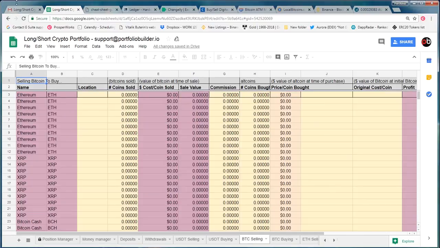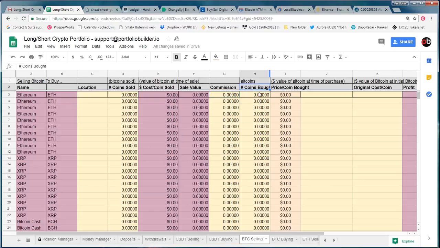Okay, now we're moving on to the Bitcoin selling tab. This is where we're selling Bitcoin to purchase what I call altcoins. Column C, you can track your location. Column D is the number of Bitcoin sold. Column G is the commission cost paid. Now, if you are using Binance, I highly recommend turning off their feature to spend the BNB coin because we don't track that and work well with that. We're actually trying to build a position of the BNB coin, and so it doesn't make sense to spend them on commissions.